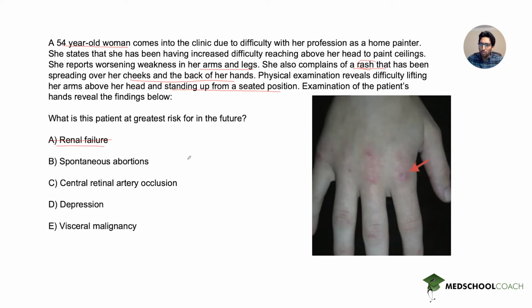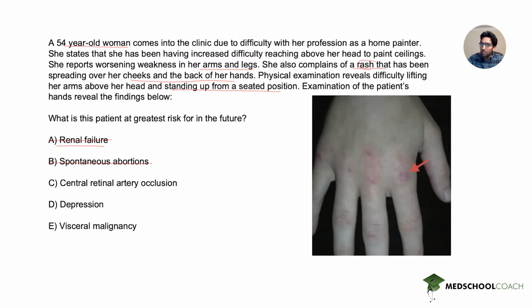So spontaneous abortions. The increased spontaneous abortion risk is probably referring to antiphospholipid syndrome. Again, both the proximal muscle weakness and the rash that we see here are not very characteristic of antiphospholipid antibody syndrome. We would also expect some of the lupus-like characteristics and that kind of presentation for it to be going down the track of antiphospholipid syndrome.